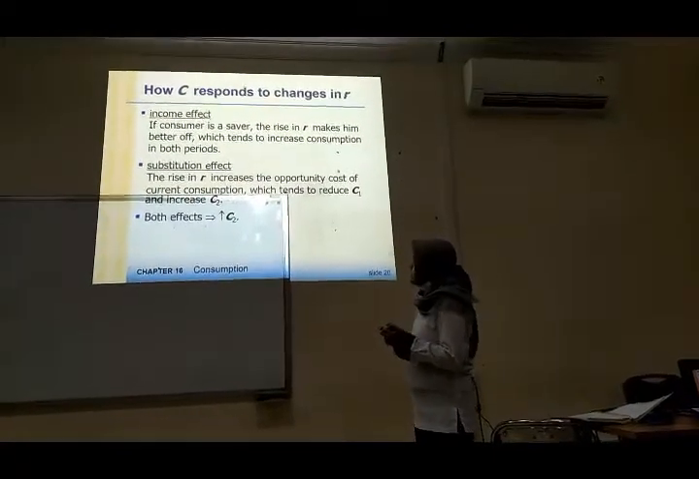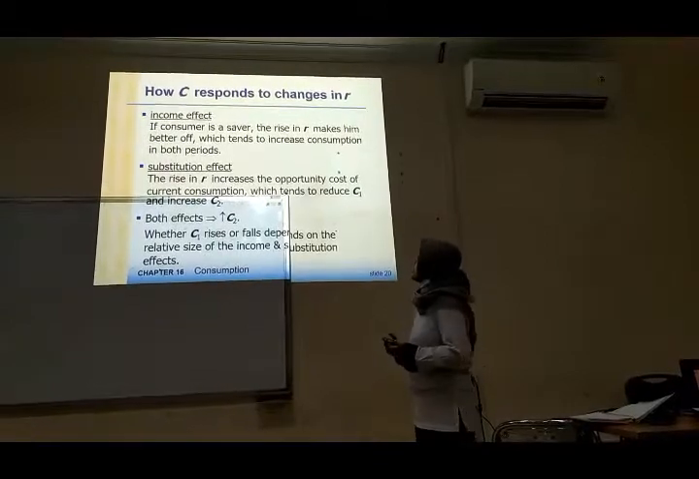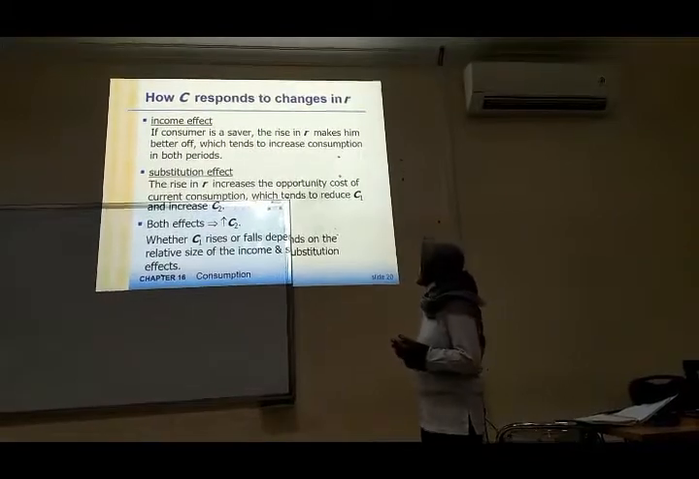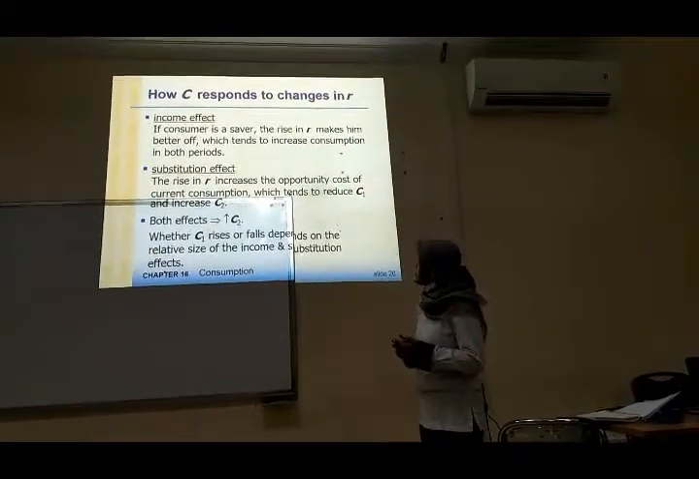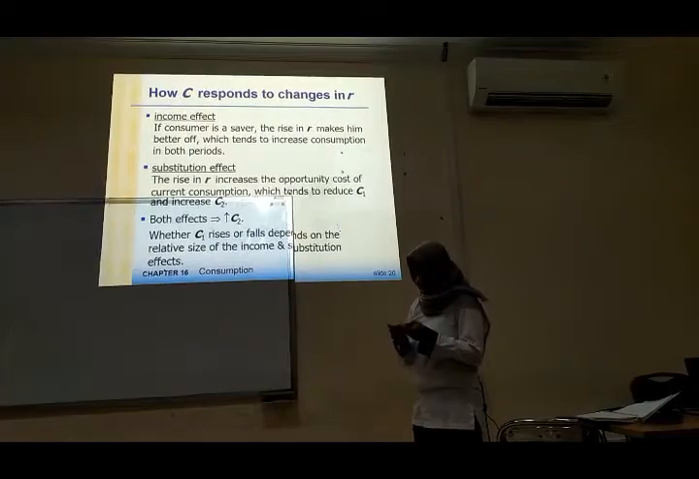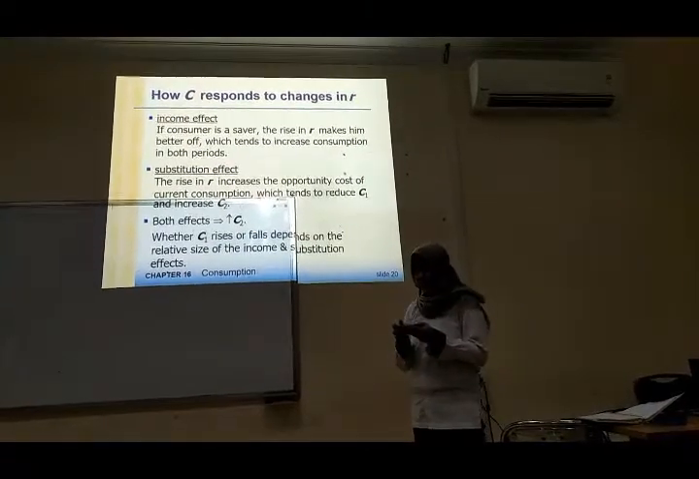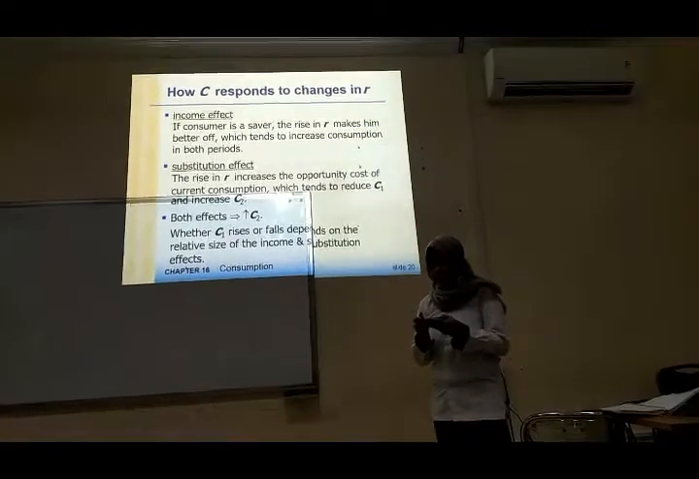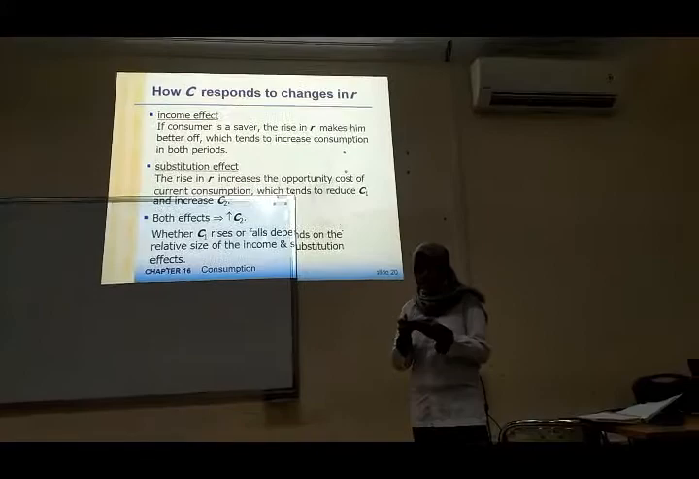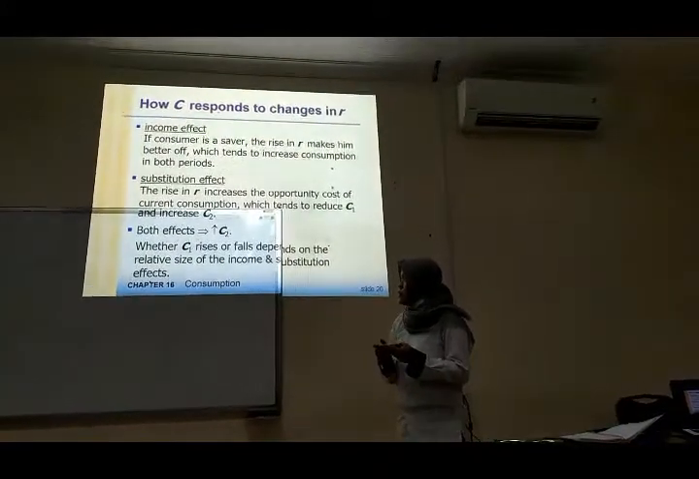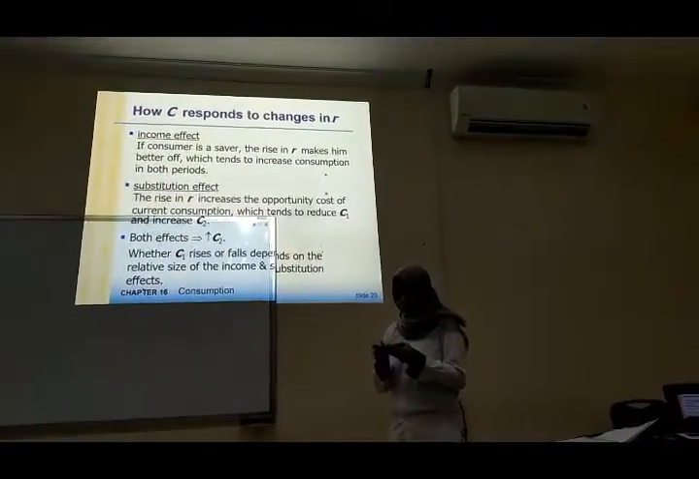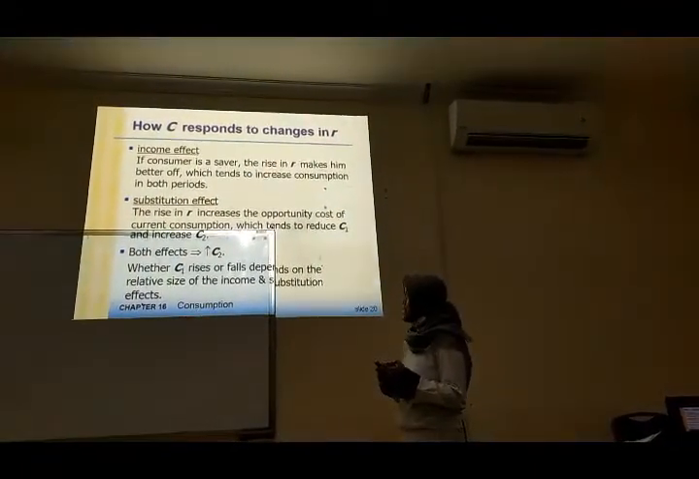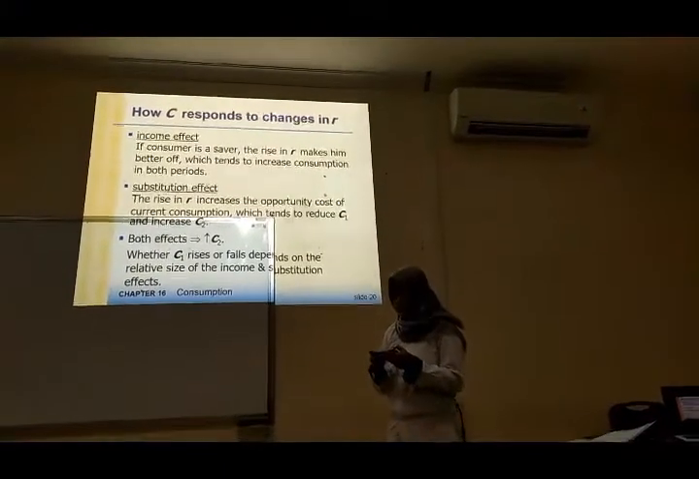Income effect: if the consumer is a saver, the rise in R makes him better off, which tends to increase consumption in both periods. Substitution effect: the rise in R increases the opportunity cost of current consumption, which tends to reduce C1 and increase C2. Whether C1 rises or falls depends on the relative size of the income and substitution effects.